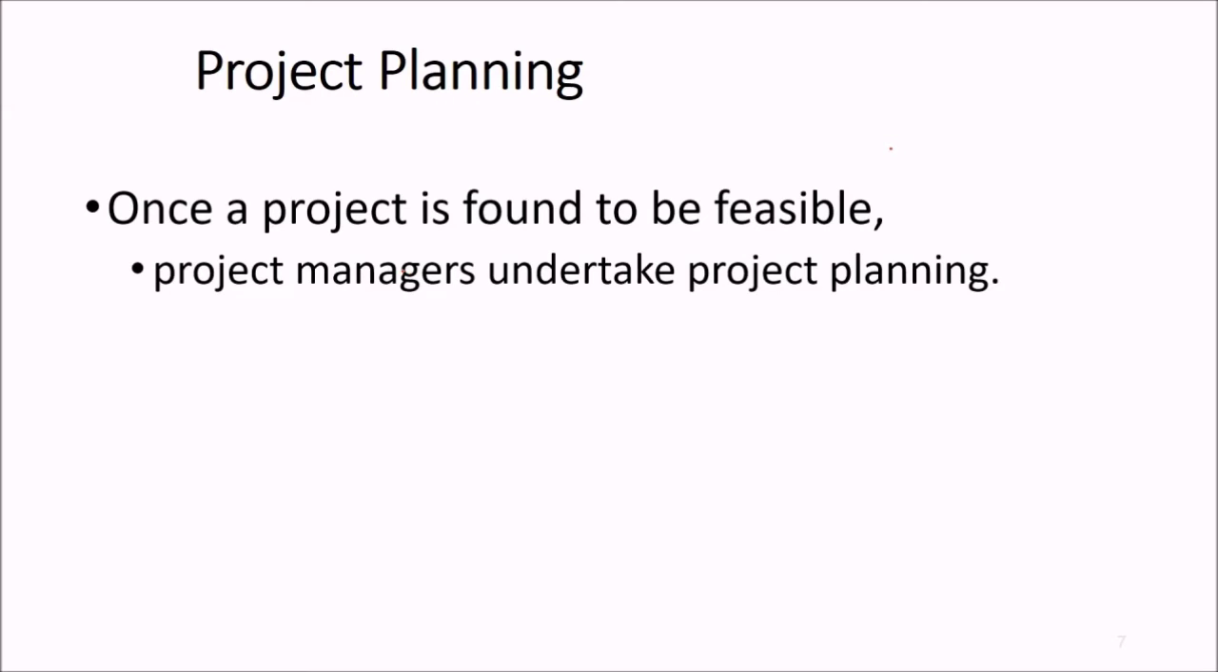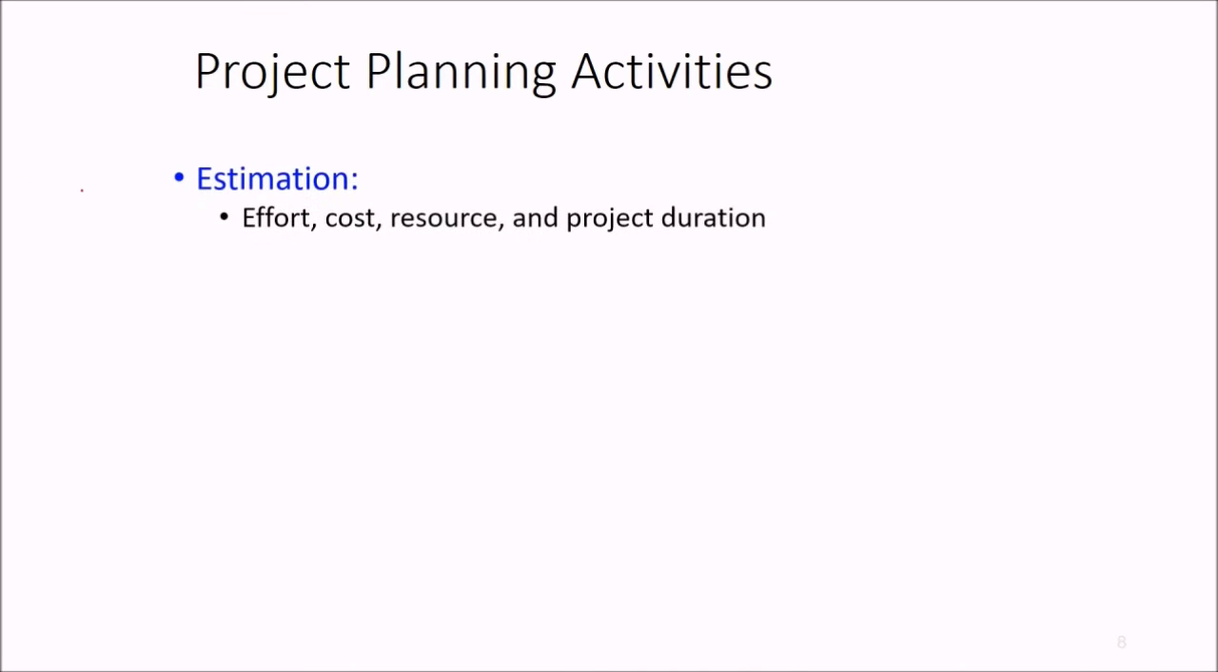Once the project is found feasible and a feasibility study has been carried out, the project manager can commence the planning of the project. So first they start with estimation. These are the project planning activities. For example, the effort, the cost, the resources that will be required, and the duration, the time it is going to take for the completion of the project.